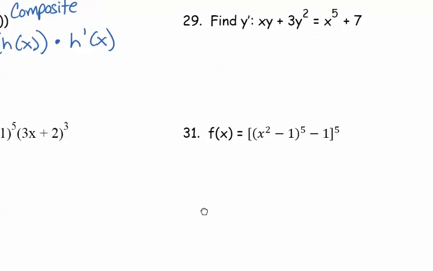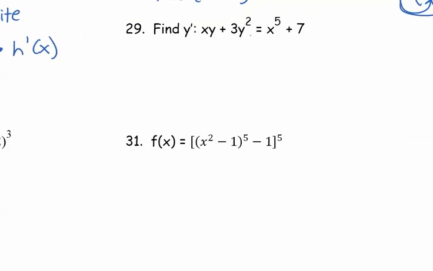29, I have x's and y's mixed together. So remember that this is implicit differentiation. And remember that every time that you see y, y is really a function of x. So remember that y requires a chain rule when we do the derivative to find y prime. So this first term right here requires a product rule. So we think of this as two functions multiplied together.